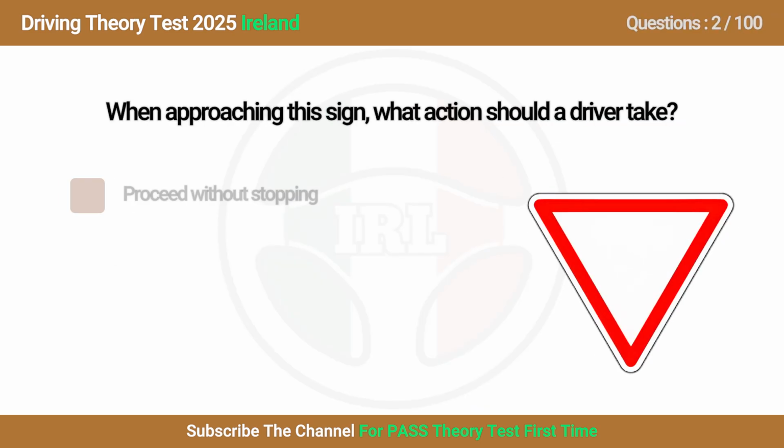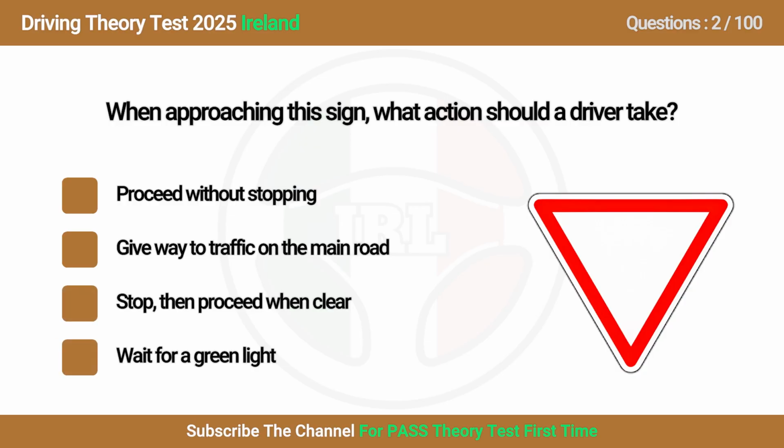Question 2. When approaching this sign, what action should a driver take? A. Proceed without stopping. B. Give way to traffic on the main road. C. Stop, then proceed when clear. D. Wait for a green light.